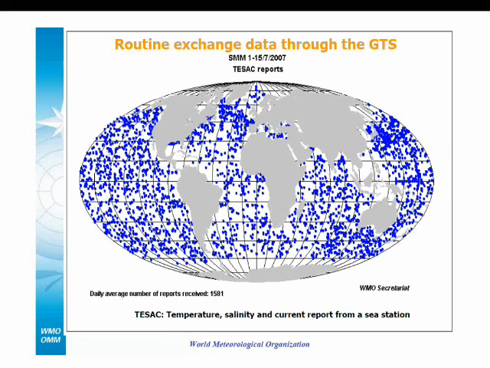And the last one is TESAC report. TESAC means temperature, salinity, and current report from sea stations. Sea stations mean the buoy and voluntary observational big ships. Fortunately, we get a lot of such a kind of TESAC report. This period averaged almost 1,500. It's a good number, I think.